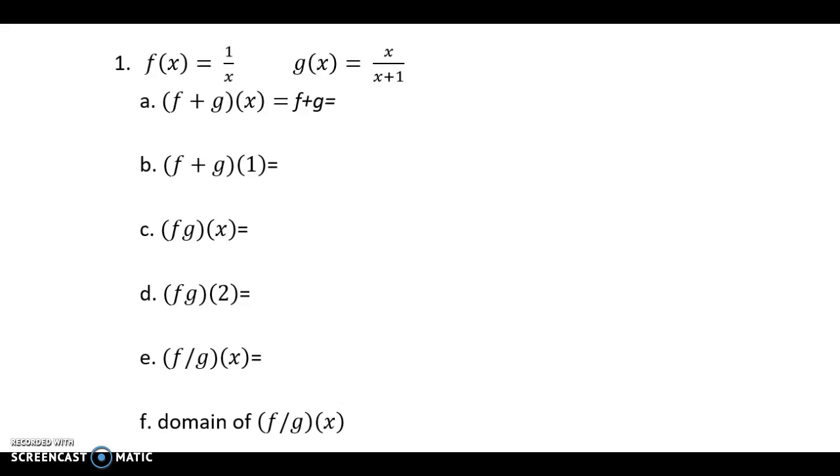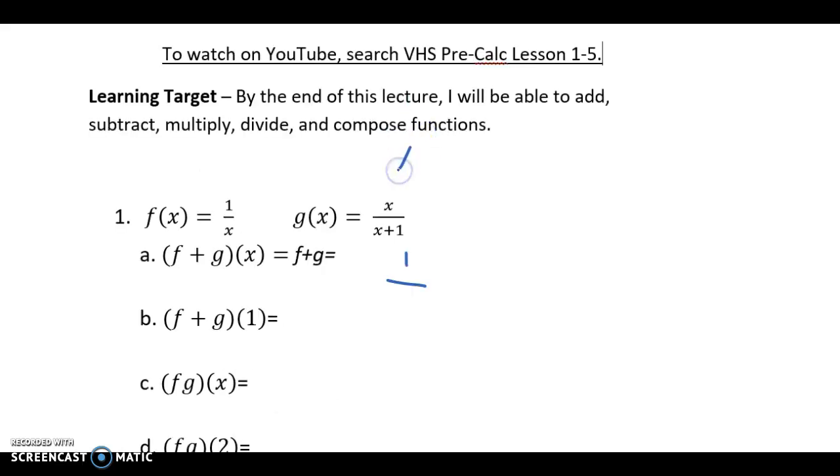So the first one, part A, is stated as f plus g of x. We're really just adding function f and function g. So we're literally doing 1 over x plus x over x plus 1. Okay, we know this really isn't done. We need to get a common denominator.